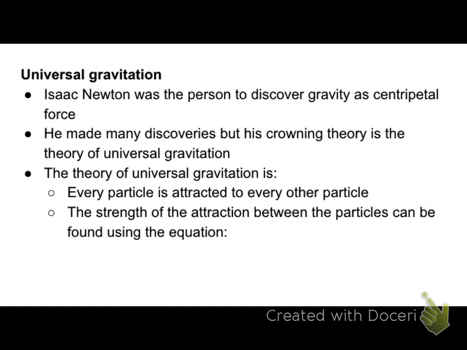So the strength of the attraction between particles can be found using this equation, and you'll notice that it has two masses in it, one of those masses for each object experiencing the attraction. And since mass is involved, that should give you an idea about why the Earth is winning that force battle, because the Earth's mass is huge compared to anything else on it.